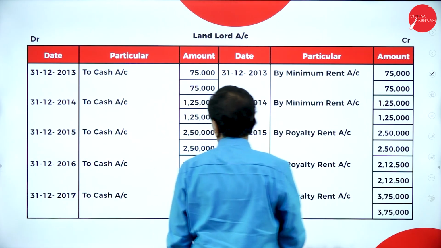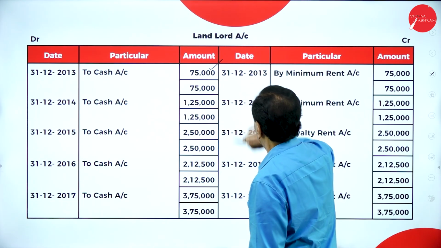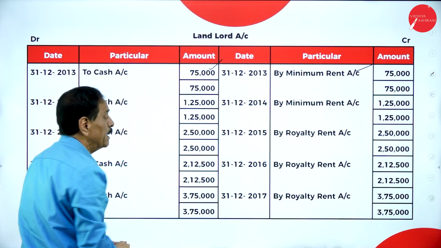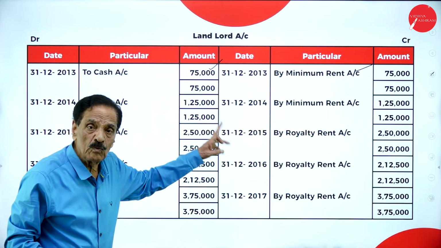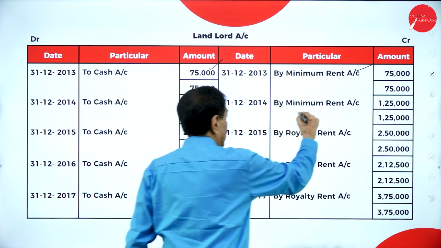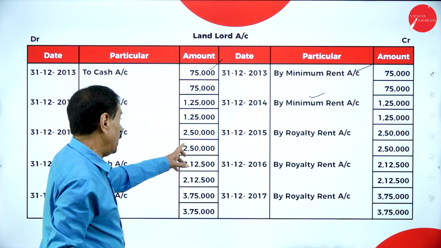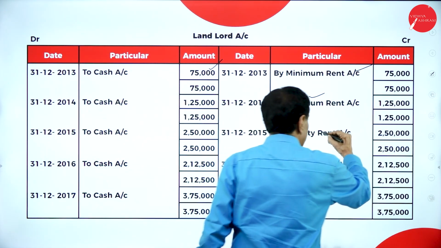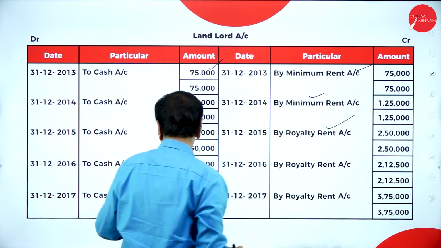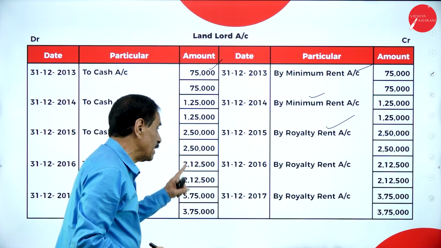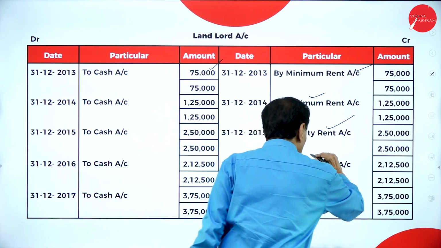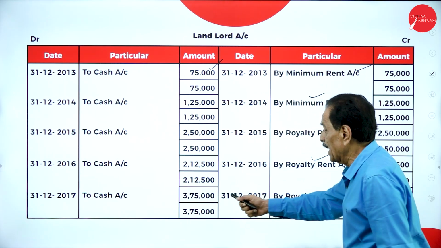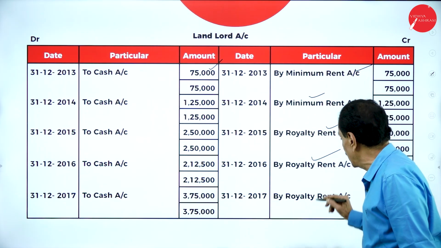We'll move on. You are paying 75,000 to the landlord. So this is your minimum rent. Next year you are paying how much? 1,25,000. What is this? This is the minimum rent as per the table. In the third year, how much are you paying? 2,50,000. This is the royalty rent. Next year, you are paying how much? 2,12,500. Once again, it's royalty rent. In the next year, you are paying 3,75,000. It's nothing but a royalty.